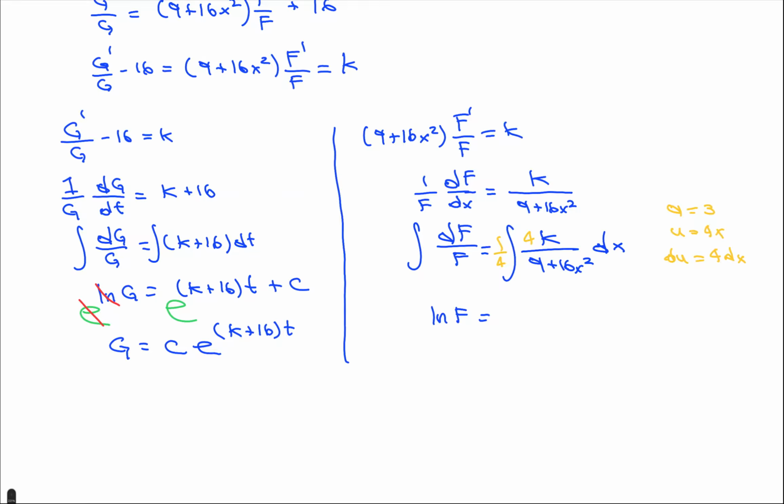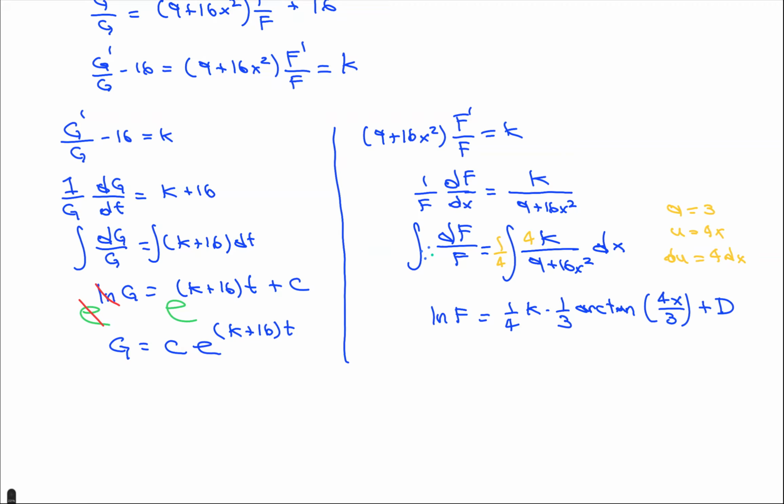So that's going to leave us with 1/4 k times 1 over a, which is 1/3, arctan of u over a, which is 4x over 3, and in this case, plus another constant of integration. Since we already used the letter c in the previous separated equation, we're going to use a different letter, d, in this case.